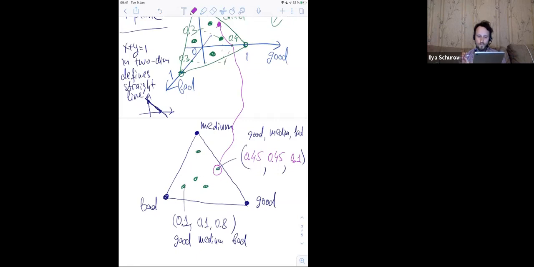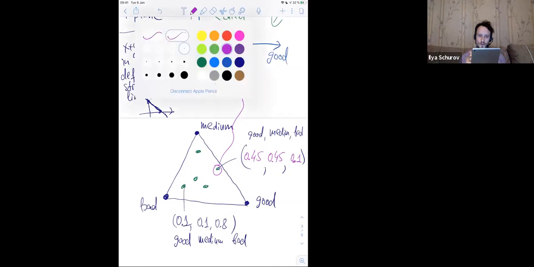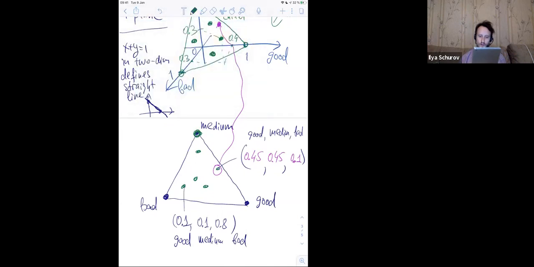Okay. For example, if we have some point, for example, here, which coordinates does this point have? What are the coordinates of this point? 0, 0, 1, 0. Exactly. Because here we see that medium is the closest point and the distances from these two points are large. Exactly.